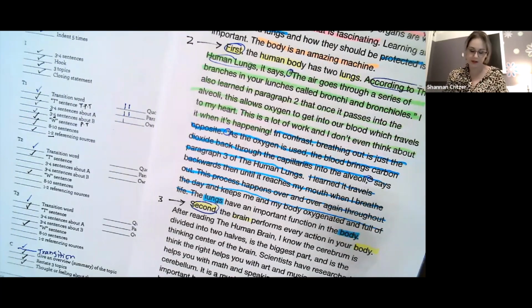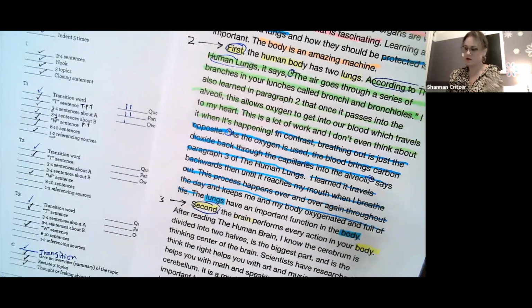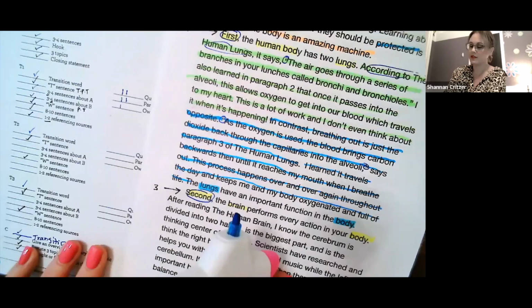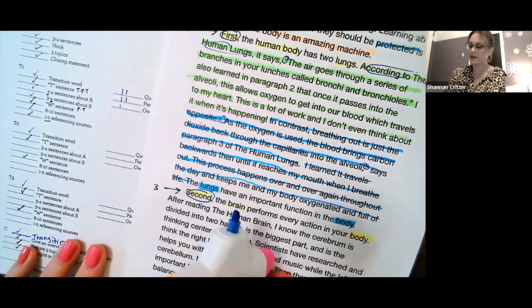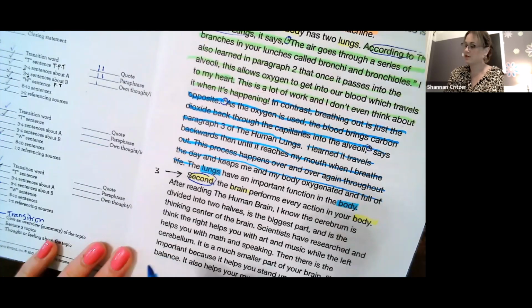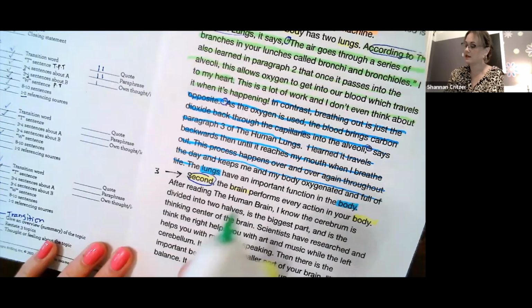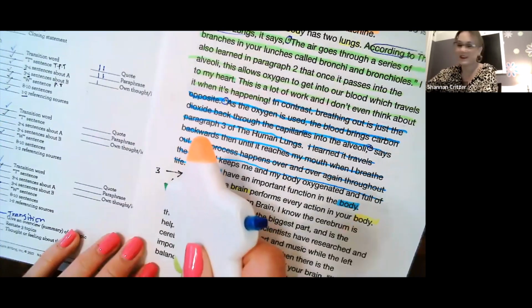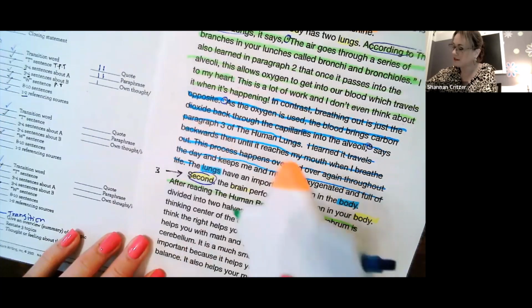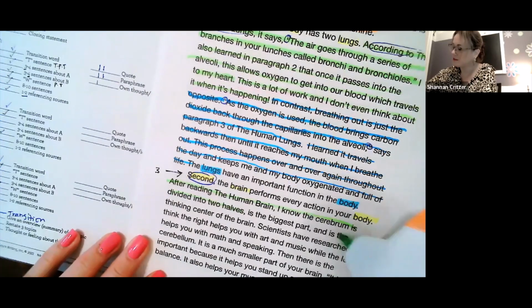This time I think I'm going to stick with the green and blue thing that we have right there. We need to look for 3 to 4 sentences about A, 3 to 4 sentences about B, 8 to 10 complete sentences, and 1 to 2 referencing sources. So I started with green last time. Let's do the same. Oh, I already see a reference. After reading the human brain, I know the cerebrum is divided into 2 halves. It's the biggest part, and it's the thinking center of the brain. That's 1 sentence.